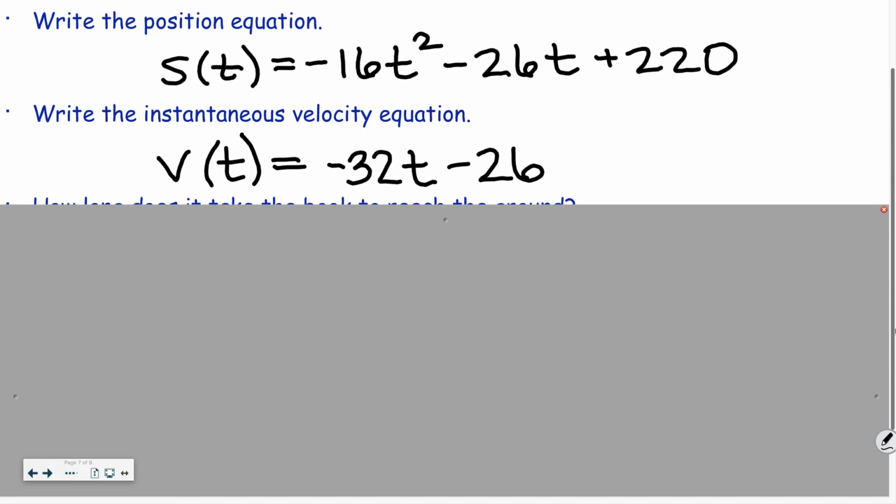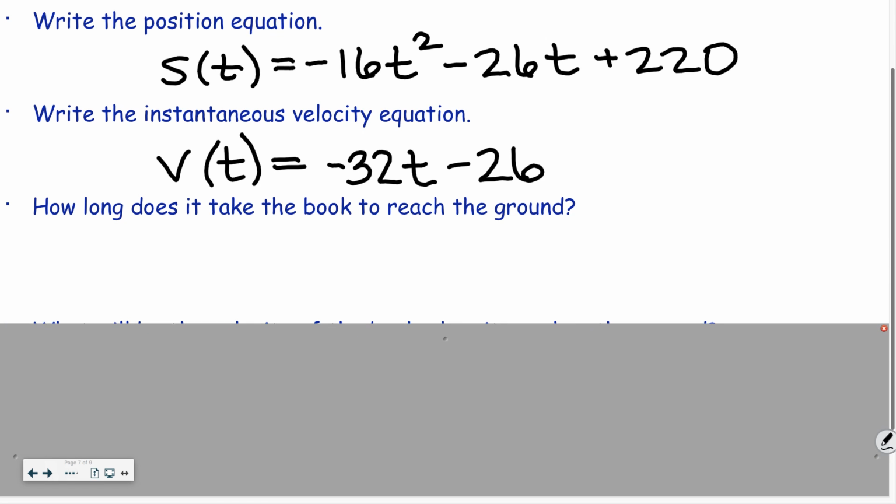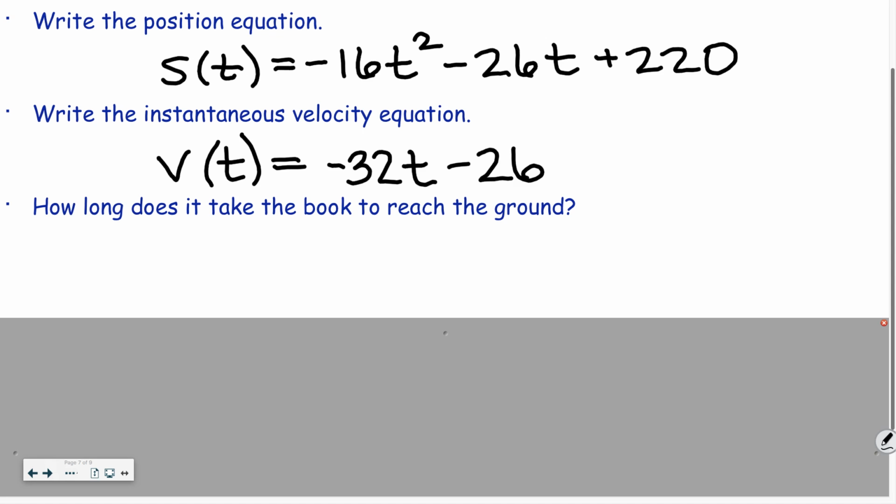Questions about either of those two equations so far? What could I ask you? I could ask you, how long does it take the book to reach the ground? So first of all, am I asking you about a position or am I asking you about a velocity? Adrian, what do you think? Position or velocity? Thinking position. So we would need to use the position equation. Grace W, what would the position of the ground be? 0. So our position at the ground is 0.